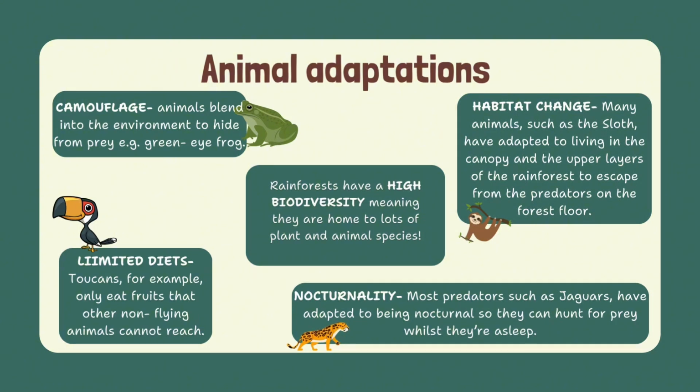Many animals, such as the sloth, have adapted to living in the canopy and the upper layers of the rainforest to escape from the predators on the forest floor. And nocturnality. Most predators, such as the jaguar, have adapted to being nocturnal so they can hunt for prey whilst they are sleeping.